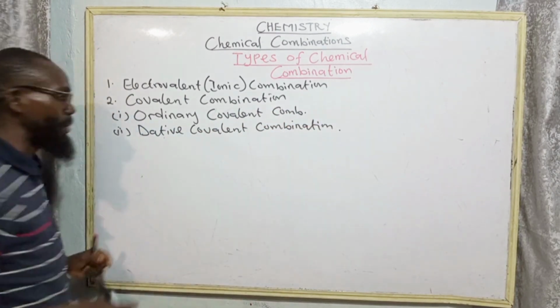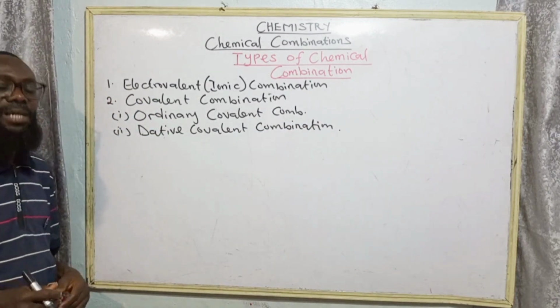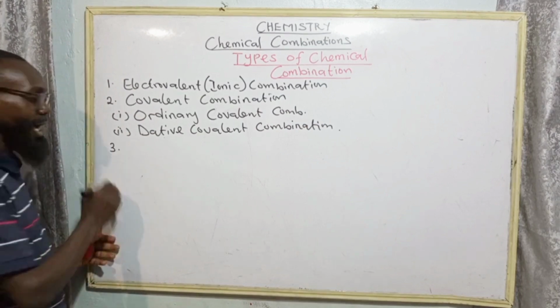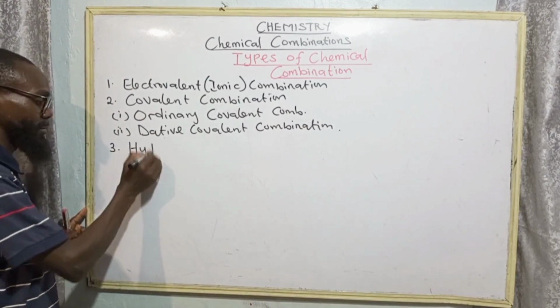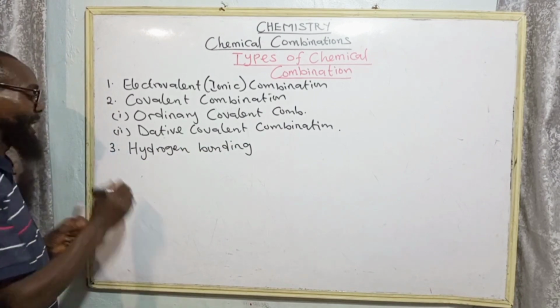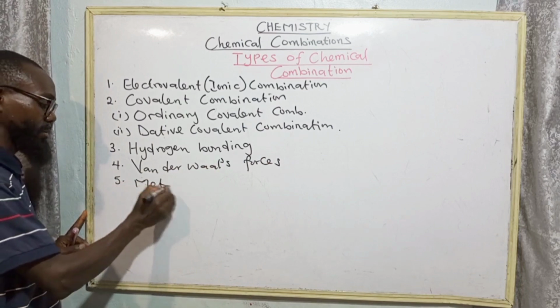So these two are under covalent combination. Then other types of combination, we talk about hydrogen bonding. Then another one is van der Waals forces. Then we have metallic bonding.